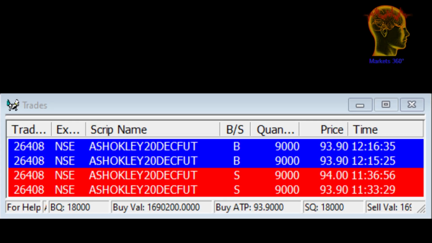The shorts got filled at 1136.56 and 1133.29 at the rate of 94 and 93.90 respectively. The square up time is a very long time span between the entry and the exit. In technical parlance, it's called ingress. Ingress is entry, egress is exit. The square up time was 35 minutes past 16 past 12, 12:15:25, at the price of 93.90.